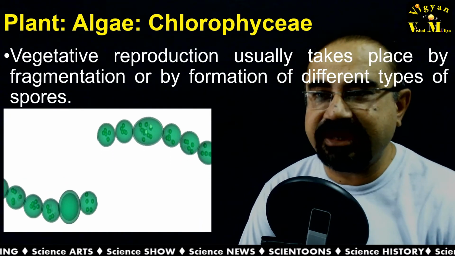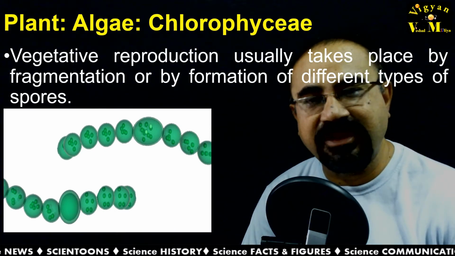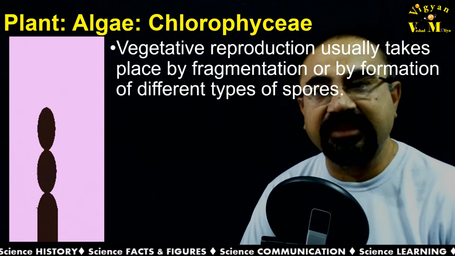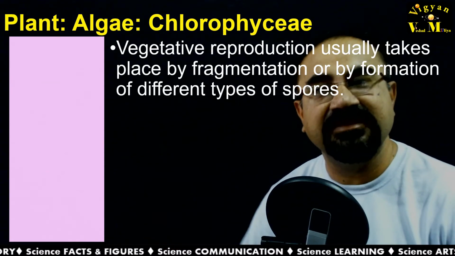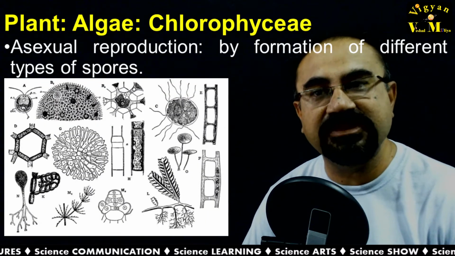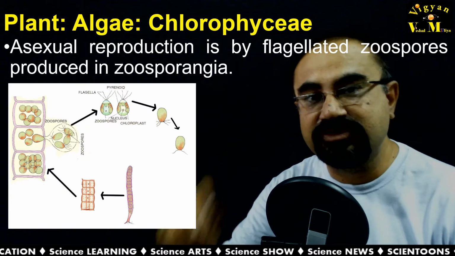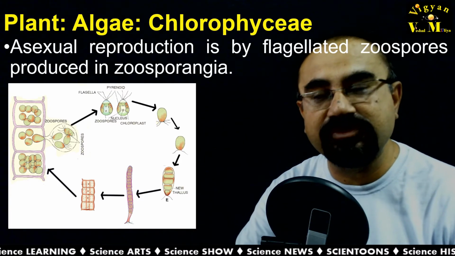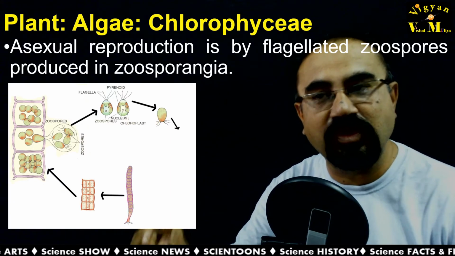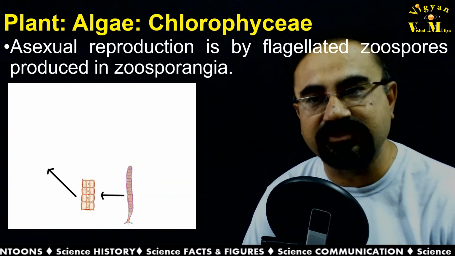Vegetative reproduction usually takes place by fragmentation, which is one of the common ways of reproduction in algae, and also by the formation of different kinds of spores. Asexual reproduction is by the formation of different kinds of spores, and generally these spores are zoospores. Zoospores are produced in the zoosporangia, which can be seen here. They have flagella also.